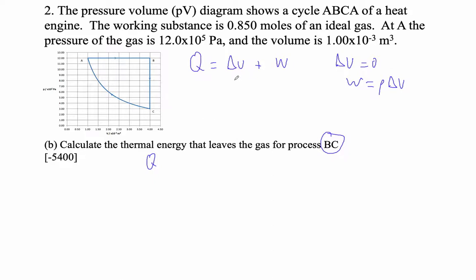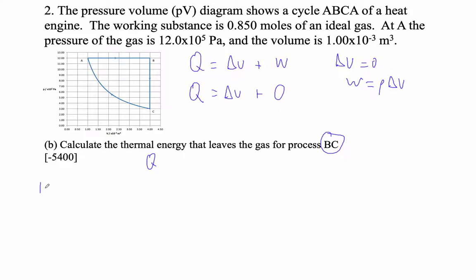What's going on is that the gas is cooling down and that's dropping the pressure. So the heat that flows out of the gas is the same as the change in internal energy. Basically, this is what you have: these guys are the same, Q and change in internal energy. So how do you find the change in internal energy?